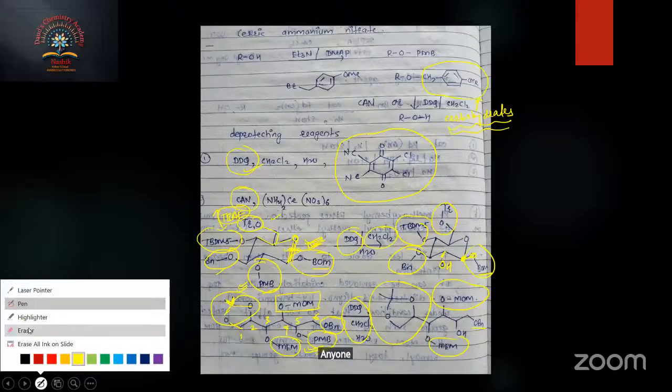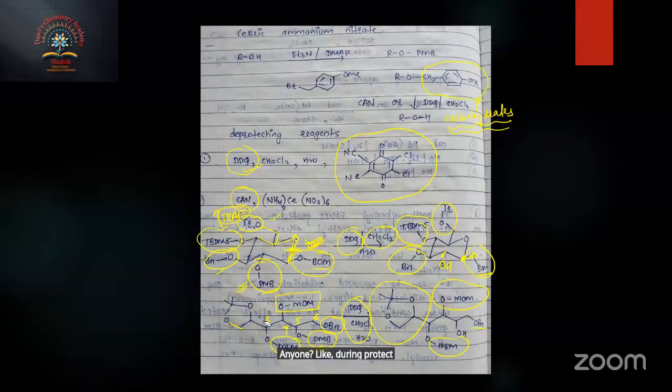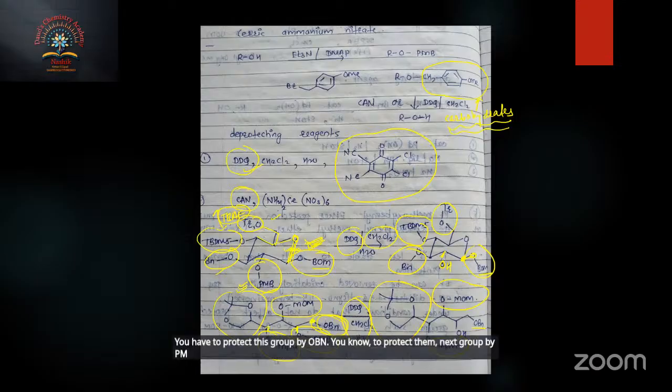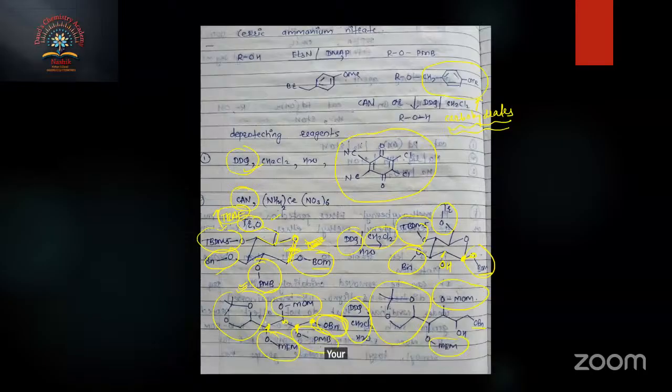Anyone? During protection, see, I have already written the structure here. But the main thing is that during your research you have to protect all these functional groups properly. So for protecting these functional groups, we have to use selectivity again. You have to protect this group by OBn. You have to protect the next group by PMB. Then these three are secondary alcohols. You have to protect them selectively. So you have to use, yes, someone raised a hand.